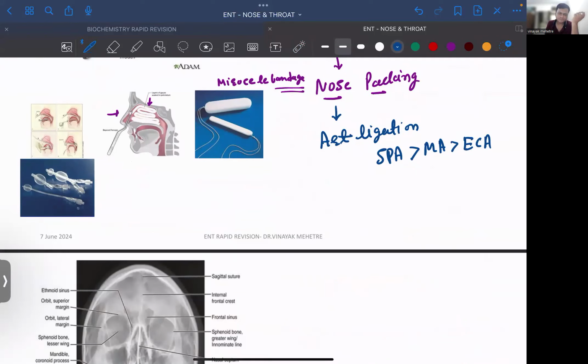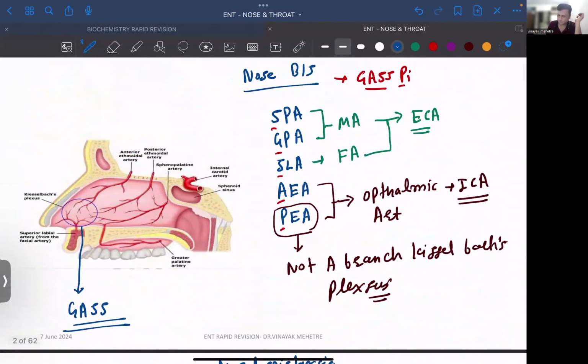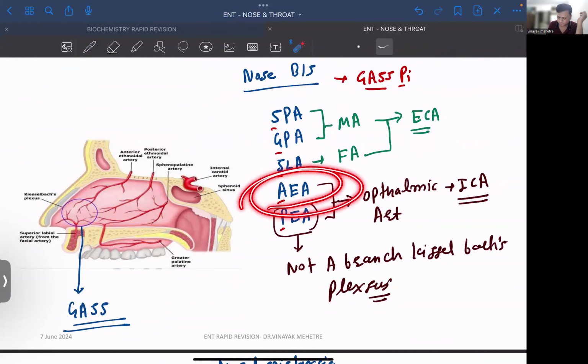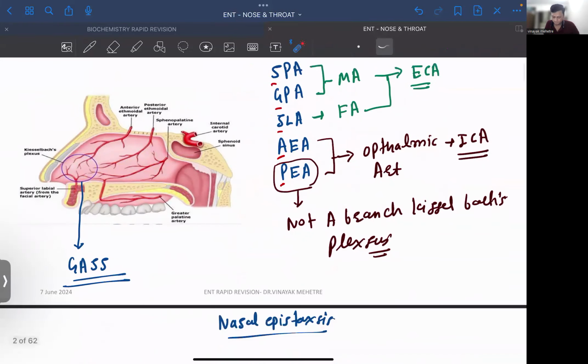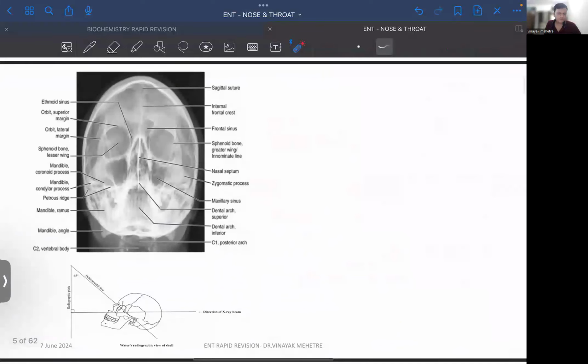Now the extreme question, still bleeding is not stopping. Then the last one is the ethmoidal artery. That is the branch of the ophthalmic artery which gives the anterior ethmoidal artery and posterior ethmoidal artery. So we will directly block the ethmoidal artery. Reason being, there is only one artery which is supplying the lateral area. Okay, we will directly block the ethmoidal artery. That's it. This is your recent question.